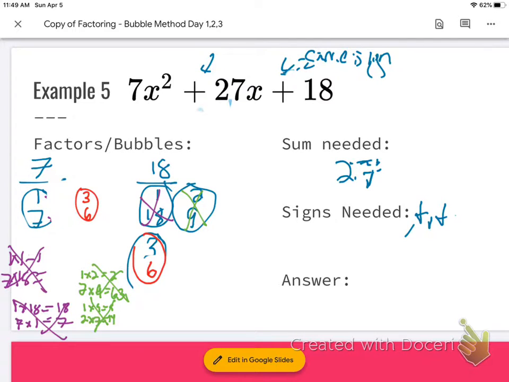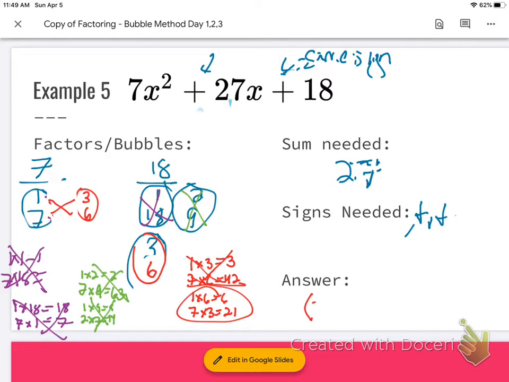So let's do 1 times 3 is 3. 7 times 6 is 42. Gives me 45. That's too big. So let's try the crisscross. 1 times 6 is 6. 7 times 3 is 21. And that gives me 27. That's the one I was looking for.